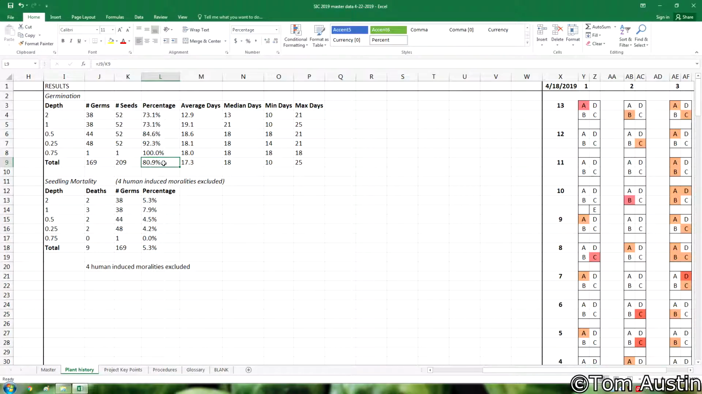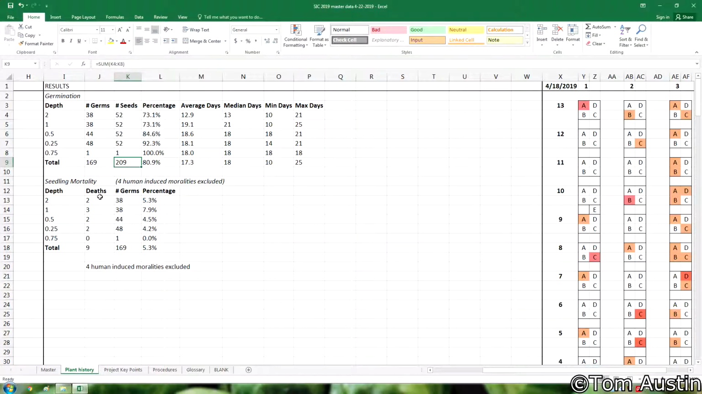And looking back over here, the total germination rate was about 80%, which is what I said. It's a little closer to 81, but we're just going to round down to 80 because it's nice and even. Plus, some of those were sketchy germinations anyway. So we had 169 of 209 seeds germinate.